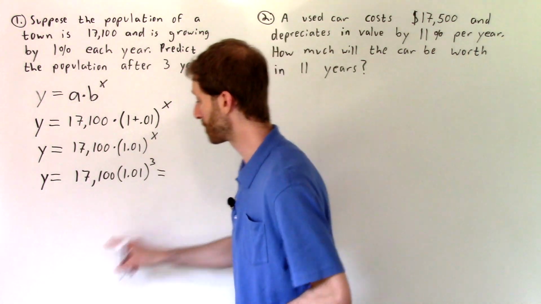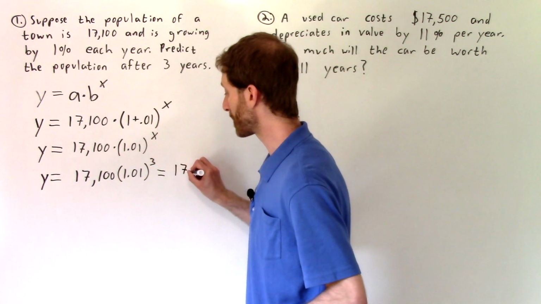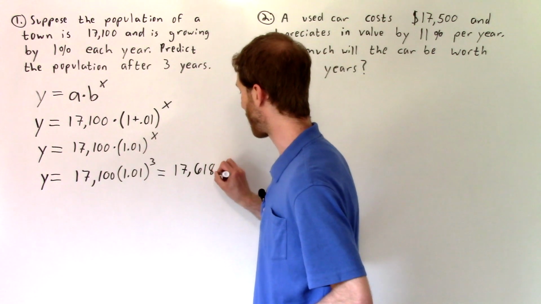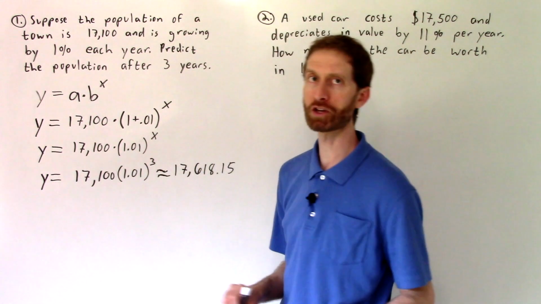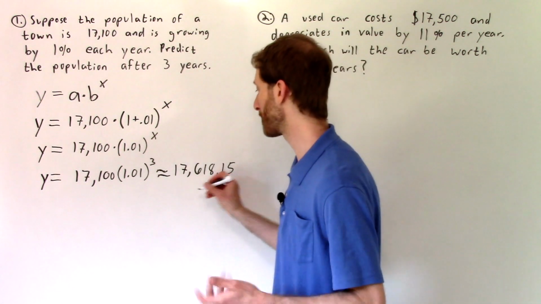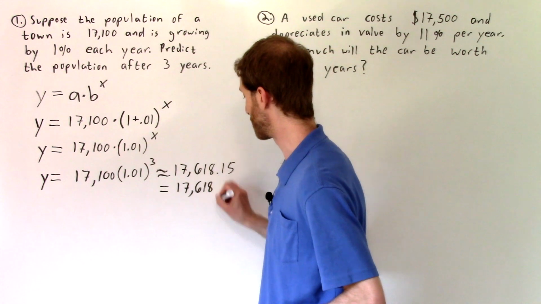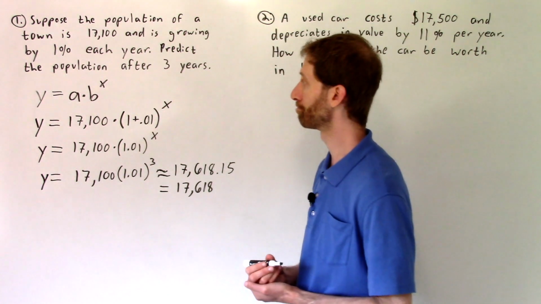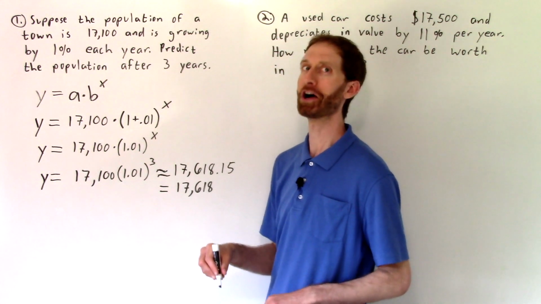And the result I get, which is off the camera here, is 17,618.15, about roughly that value. Well, you can't have a population of 0.15 people, so we'll round, let's say, down. So that'd be 17,618 is the population, or people. There you have it, growth. 1 plus the percentage. Nice.